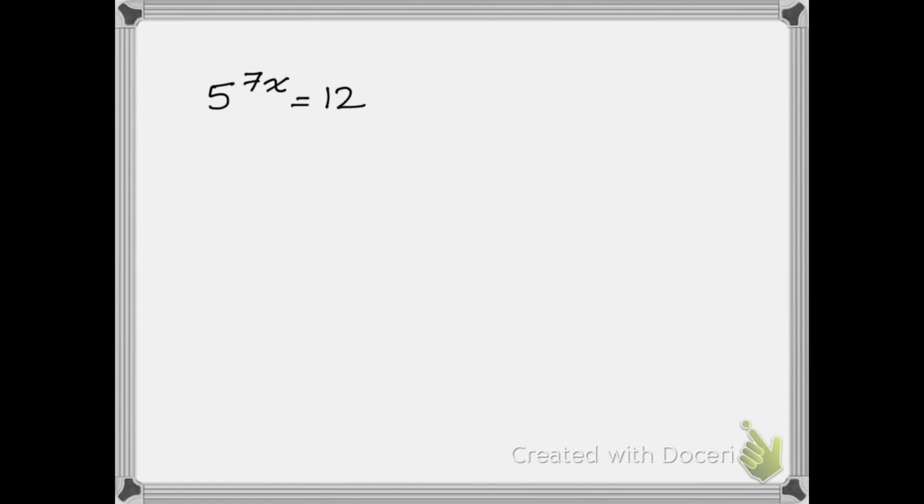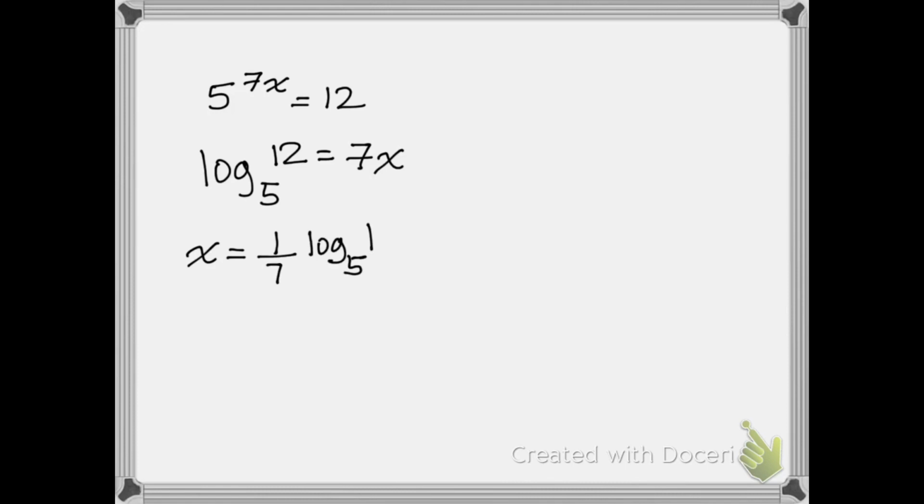I'm going to go log base 5, because the base of my log is going to be the same as the base of my exponential expression. And then log base 5 of c, which in this case is 12, is equal to 7x. And solving for x, simple enough, 1/7 log base 5 of 12.